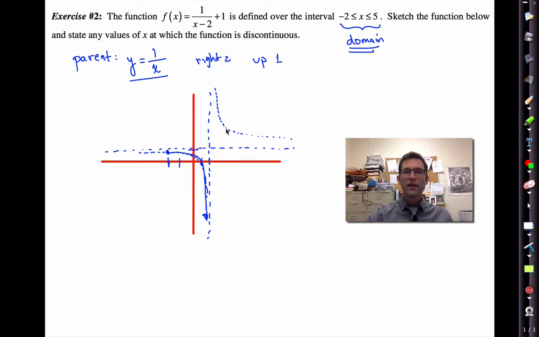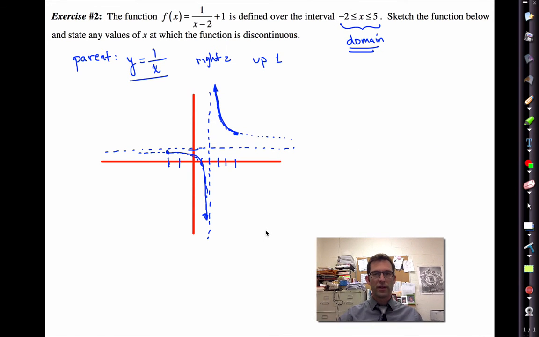Right? And then it goes all the way to 5. 3, 4, 5. So that's the only portion that should be colored in.